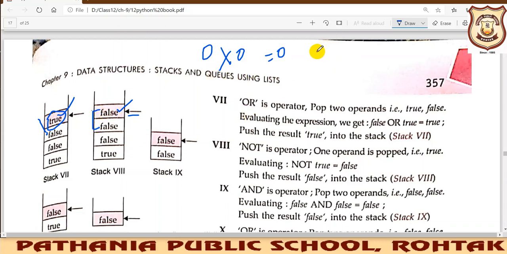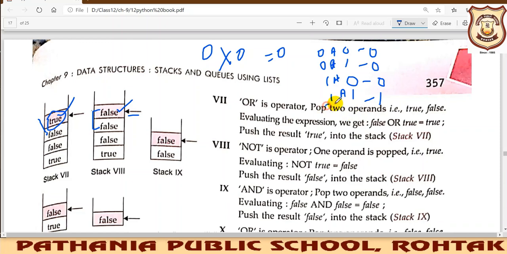Otherwise I will tell you the truth table for it. When you are getting 0 and you are writing AND 0, it will give you 0. When you are giving 0 and 1, that will give you 0 again. 1 and 0, it will give you 0 again. It is just like multiplication, 1 and 1, it will give you 1 always. So this is the truth table, so you need to just remember it.